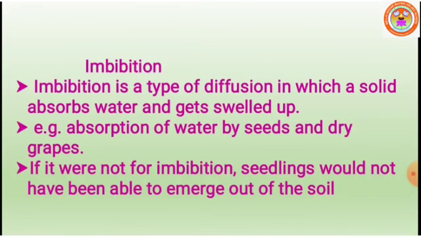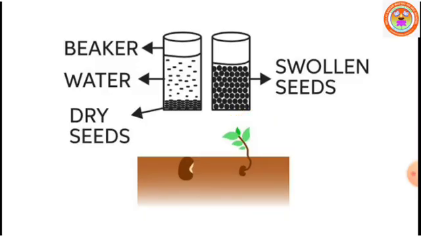What is called imbibition? It's a type of diffusion in which a solid absorbs water and gets swelled up. For example, in your home, your mother used to soak raisins in water. Generally, they are nothing but dry grapes. When the dry grapes are placed in pure water, they absorb water and swell up. So absorption of water by seeds and dry grapes is a very good example of imbibition.